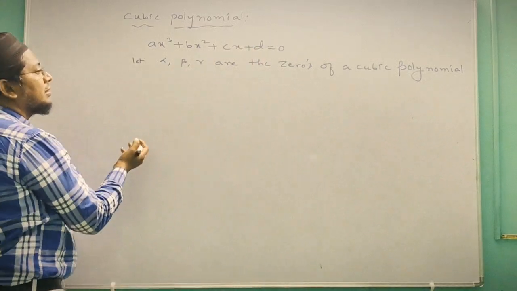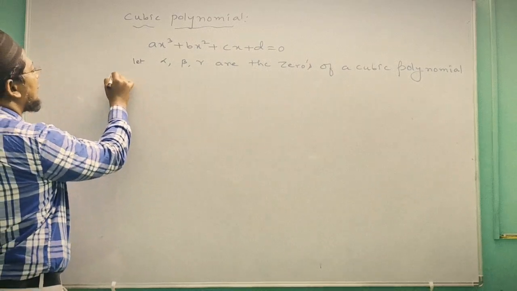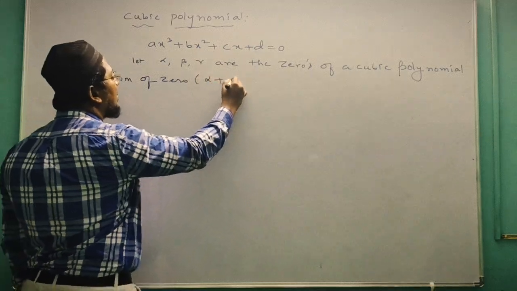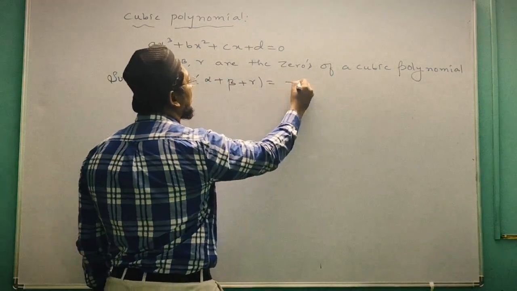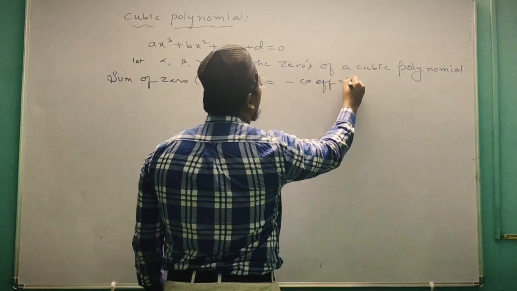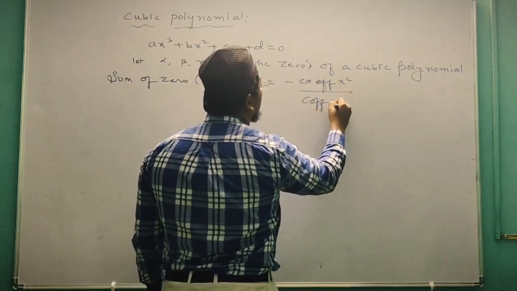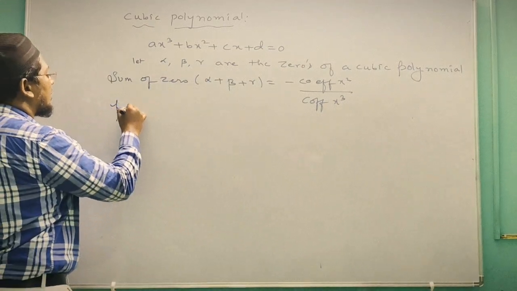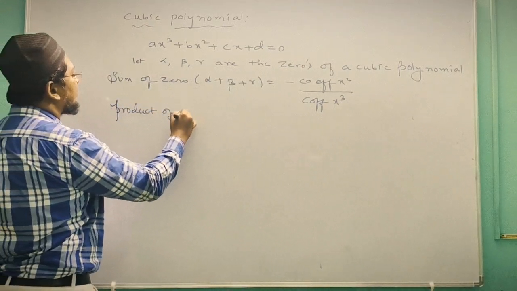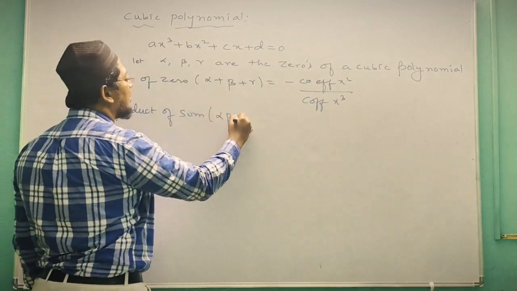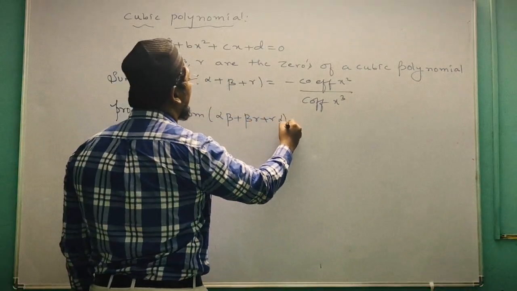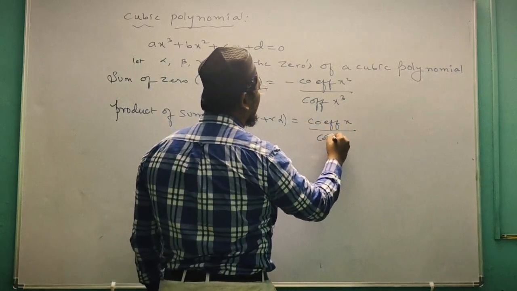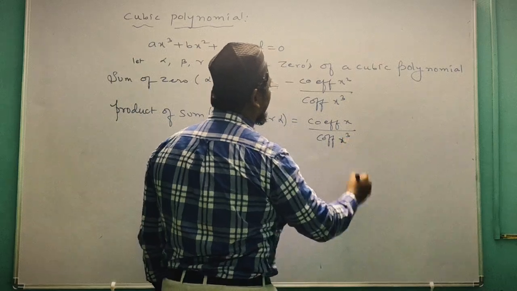Okay, we have to see the few formulas. The first one is the sum of zeros, which means alpha plus beta plus gamma is equal to minus coefficient of x square upon coefficient of x cube. This is the first formula. Next one, sir, the sum of products of zeros, which means alpha beta plus beta gamma plus gamma alpha is equal to coefficient of x upon coefficient of x cube. This is the second one.